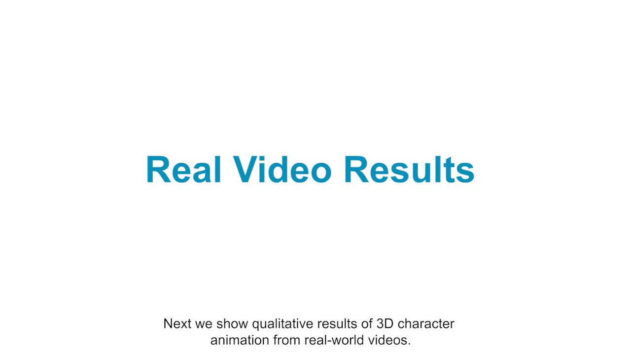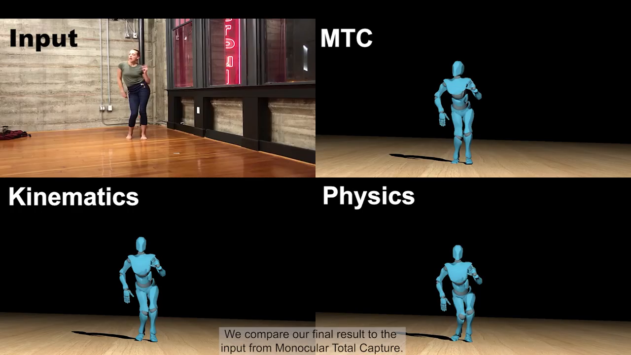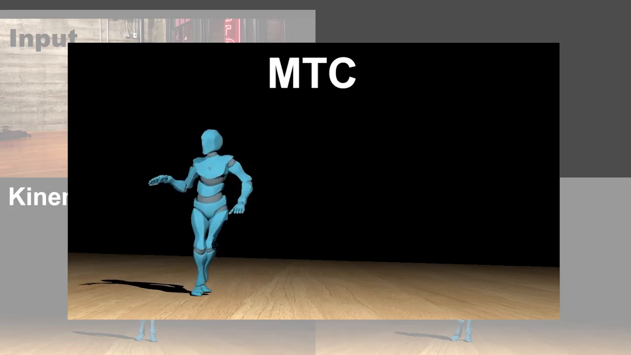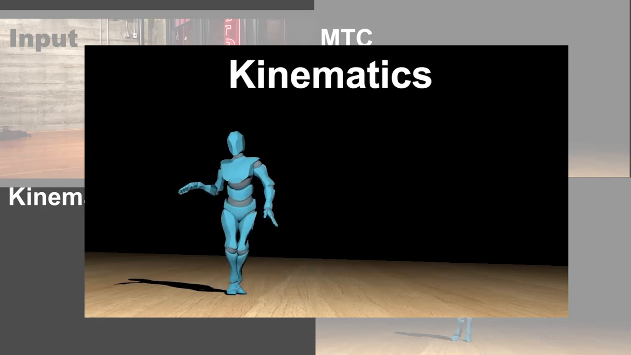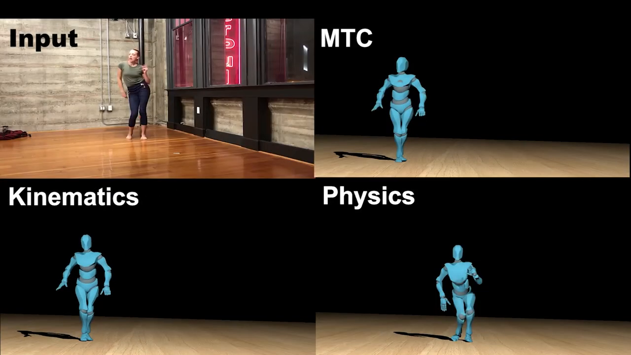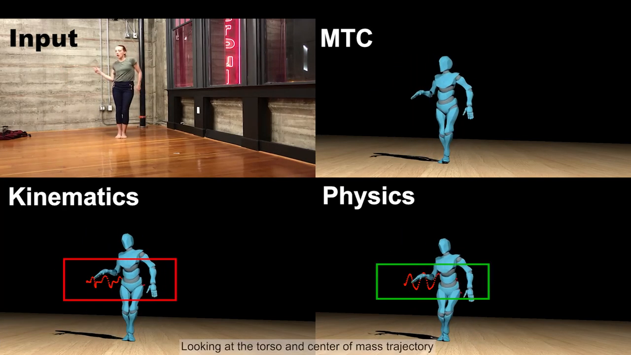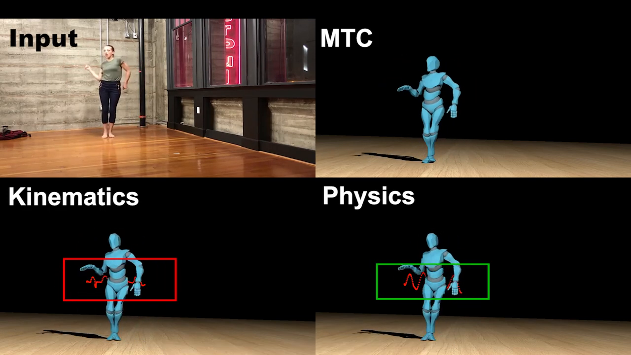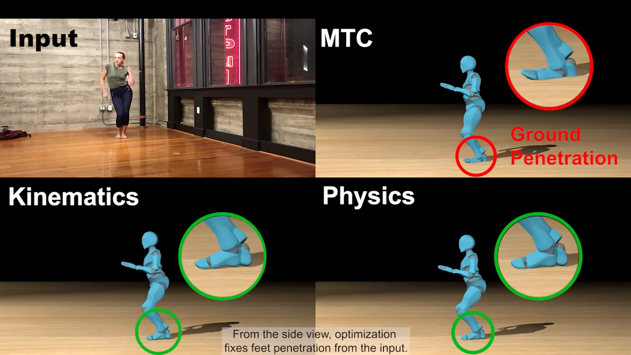Next, we show qualitative results of 3D character animation from real-world videos. The output of our method is shown on the right. We compare our final result to the input from monocular total capture, along with the motion after only kinematic optimization. Looking at the torso and center of mass trajectory, we see smooth and natural motion after adding physics. From the side view, optimization fixes feet penetration from the input.